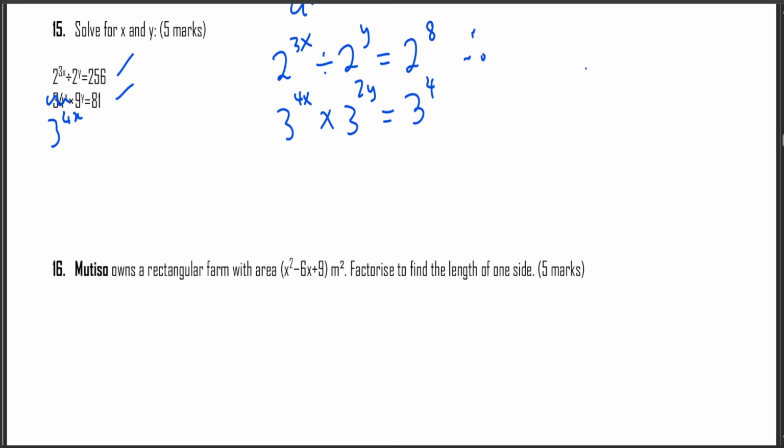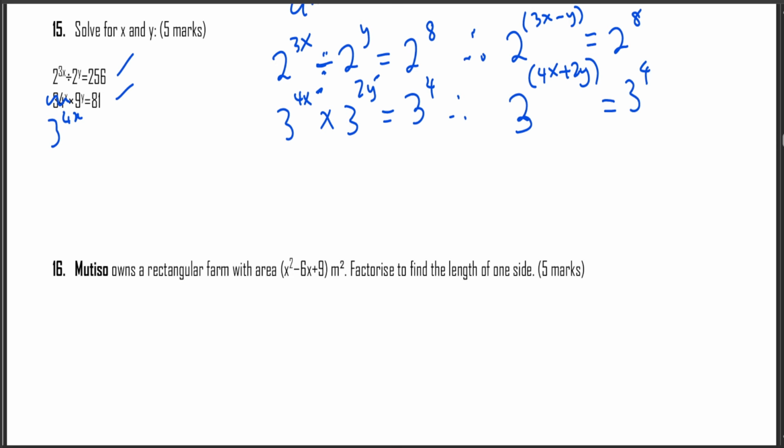Now after that, you continue. Because it's division, we normally say if the bases are the same, you subtract the powers. So in the first equation, you take 3x minus y is equal to 2 power 8. And for the second equation, since it's multiplication, you add the powers. You're supposed to add 4x and 2y. So it's going to be 3 power 4x plus 2y, which is equal to 3 power 4.